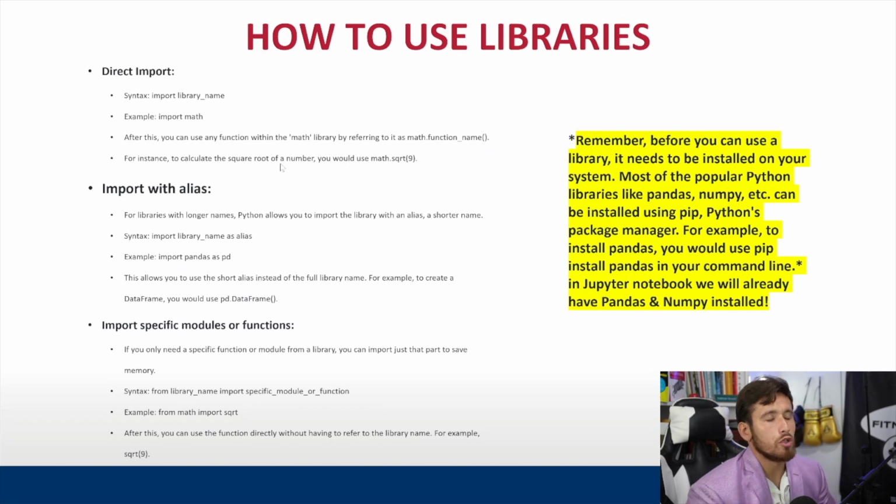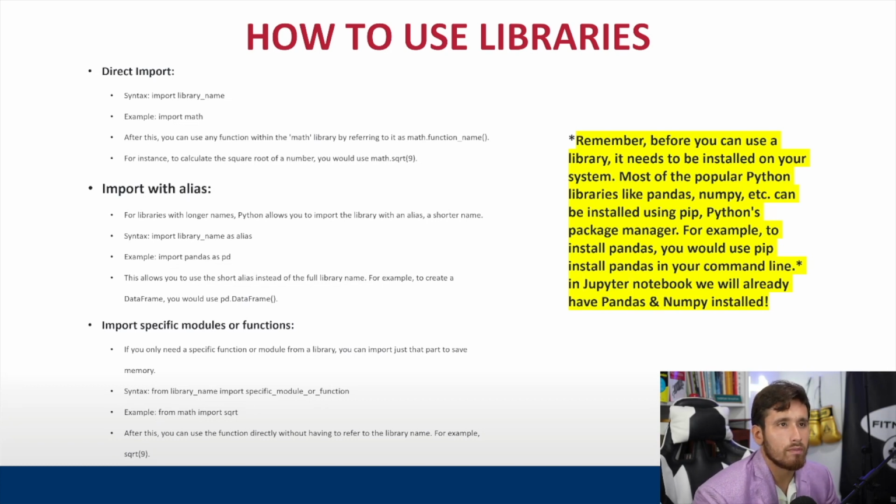In order to use these libraries, you want to use a direct import. So it's basically just importing the library name. For example, if we want to import math, we say import math. After this, you use the math library by referring to it when you call a specific function or a specific set of data that you want to use it on. For instance, if you want to calculate the square root of a number, you would do math.sqrt and the number 9. That'll get you the square root of 9.